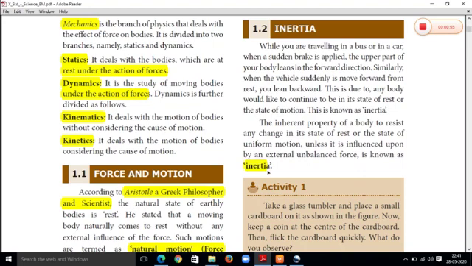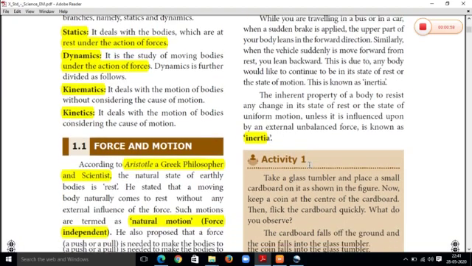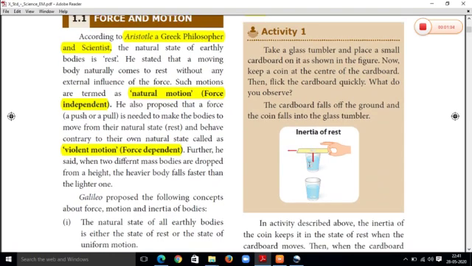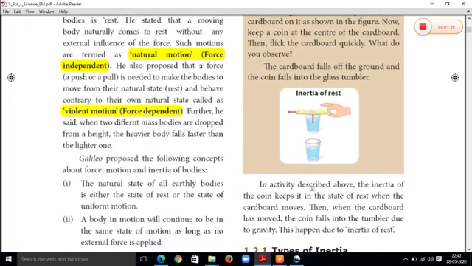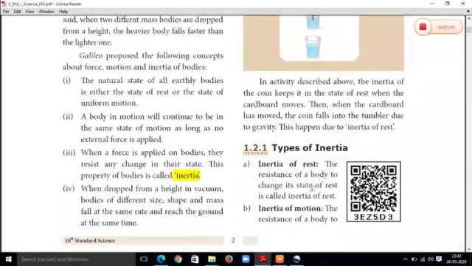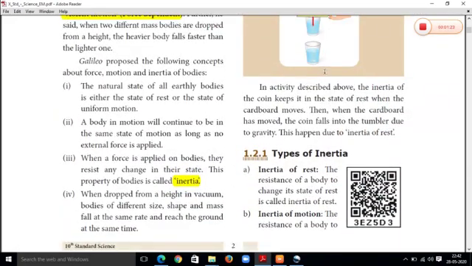Now, let us see an activity for inertia. Take a glass tumbler and place a small cardboard on it. Now, keep a coin at the center of the cardboard. Flick the cardboard; it falls off and the coin falls into the glass tumbler. The inertia of the coin keeps it in the state of rest when the cardboard moves. Then, when the cardboard has moved, the coin falls into the tumbler due to gravity. This happens due to inertia of rest.